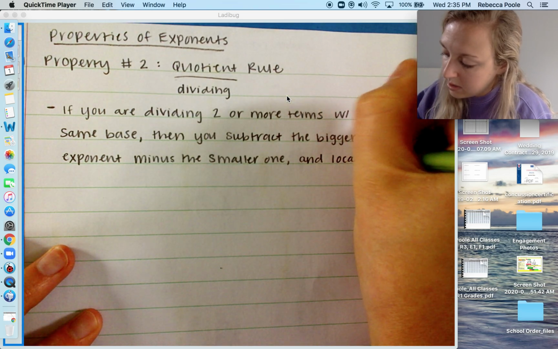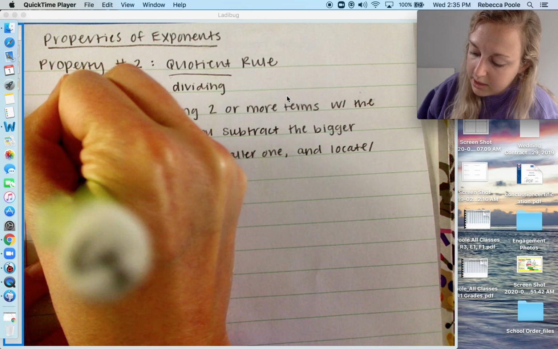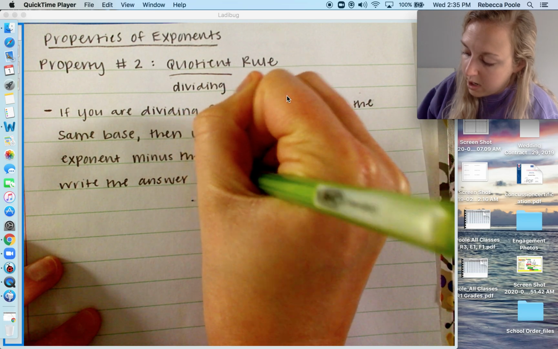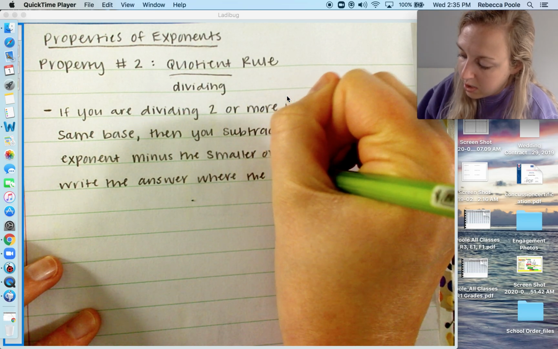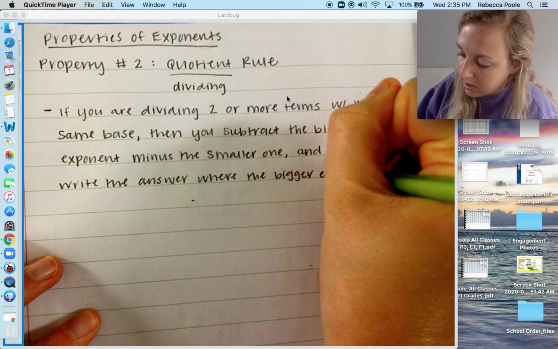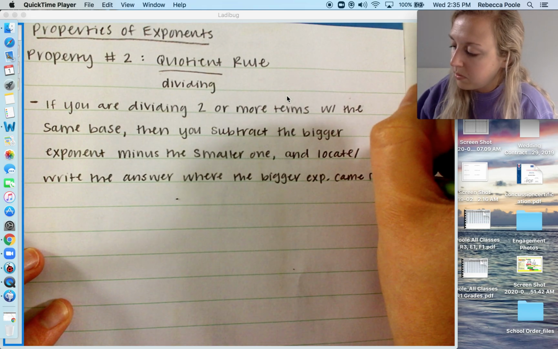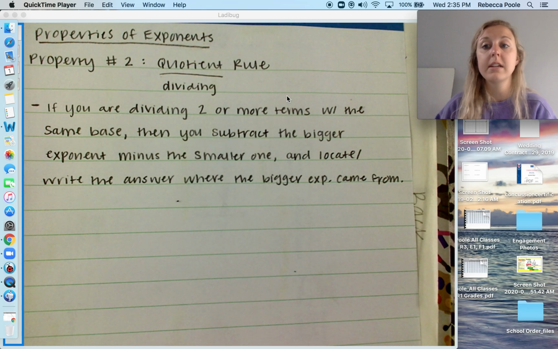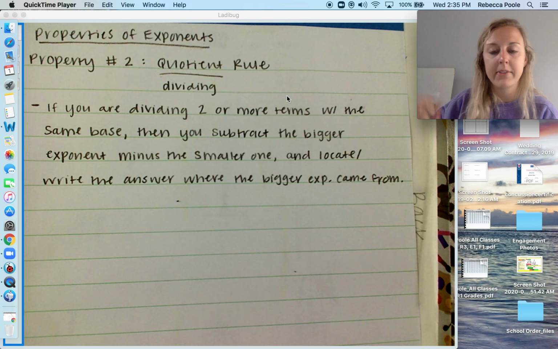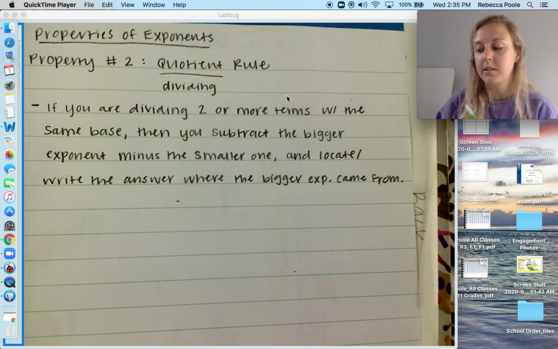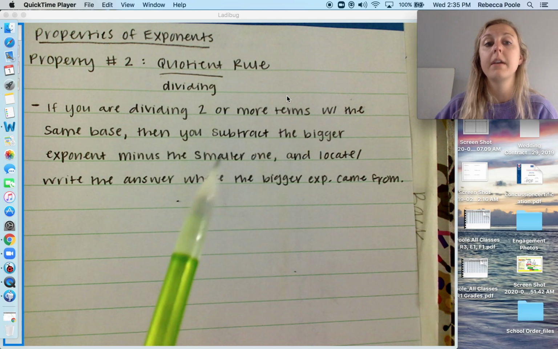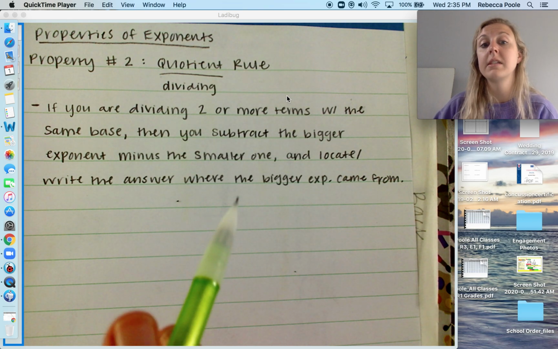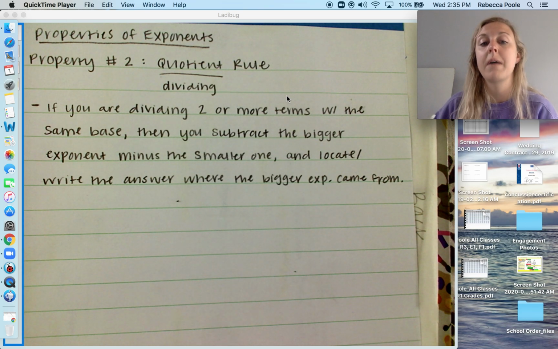And locate and write the answer where the bigger exponent came from. So the wording for this is really long and tricky. Other teachers don't necessarily do it like this, but this is what I did my whole grad thesis on, everything. So I got you on laws of exponents, but this is the fastest way. So if you learned a different way in middle school, this might seem different, but I'm telling you this is the fastest way, especially when you get to math 2 and math 3, okay?